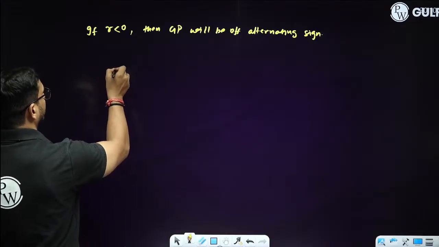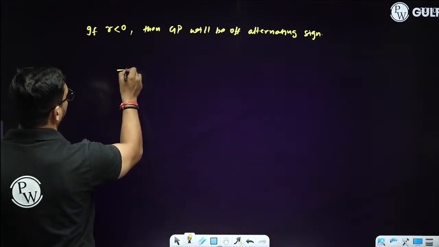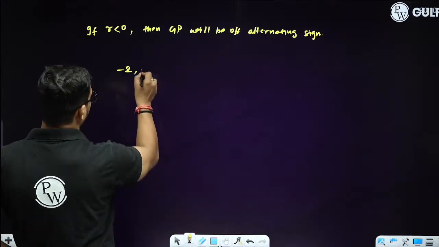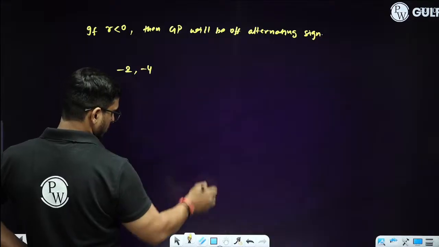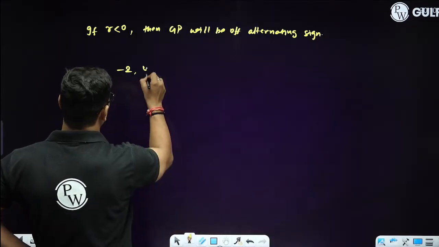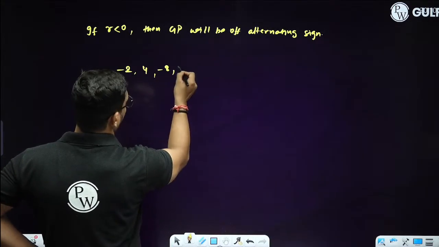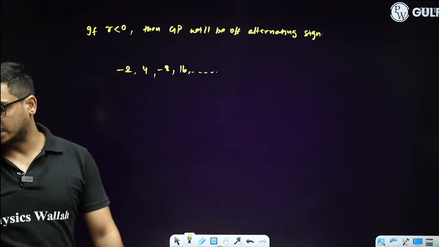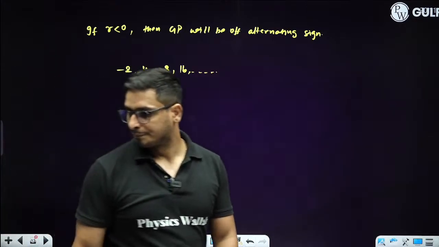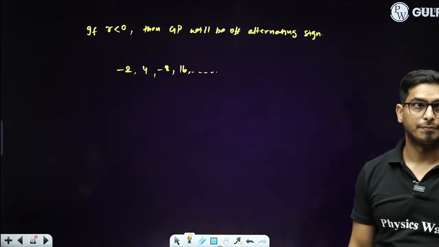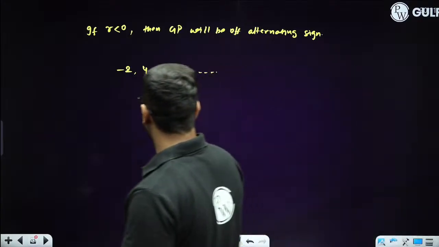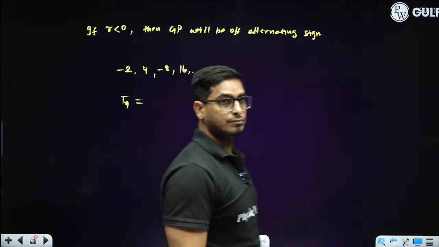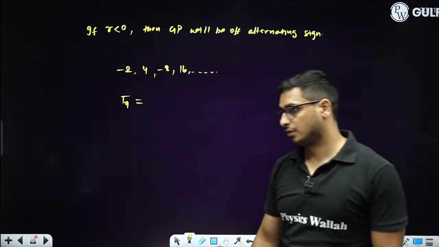let me think. Let's suppose we have minus 2, minus 4, minus 2, minus 4. Is it minus 2, 4, minus 2, 4, then minus 8, then 16, like that. So is it alternating term? Check and tell me. Yes, it is alternating. So in that case, can you tell me Tn?